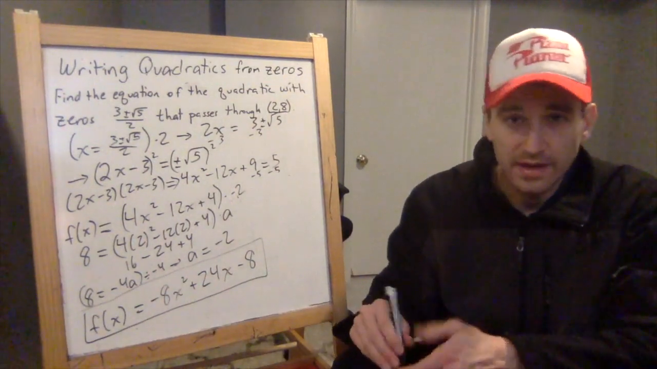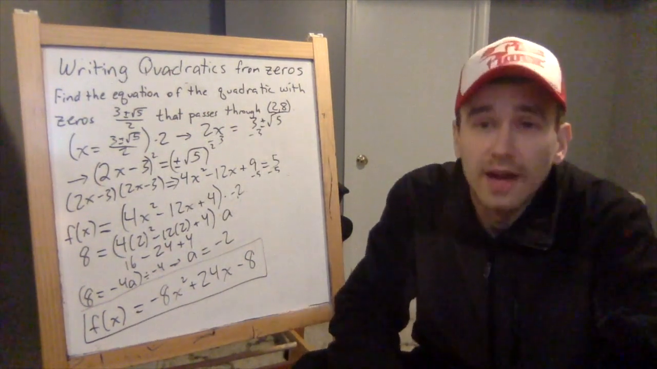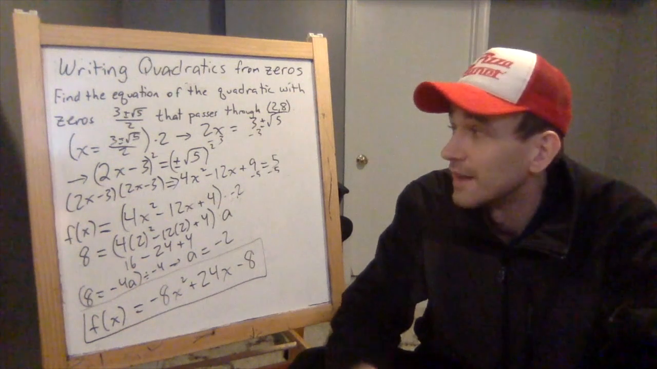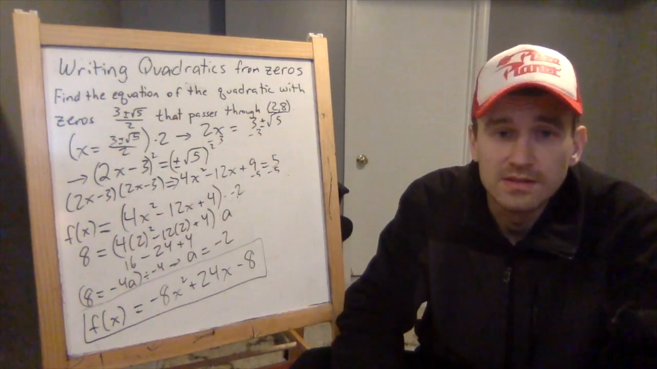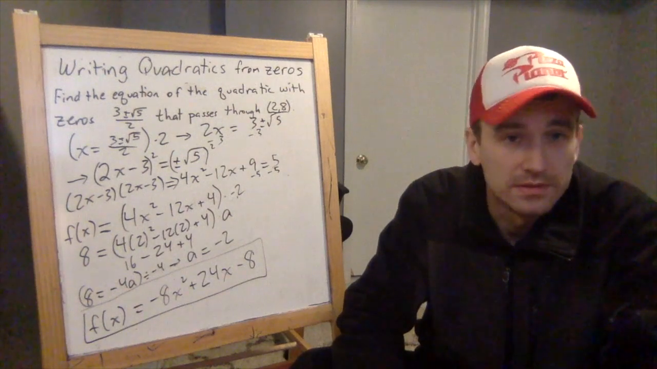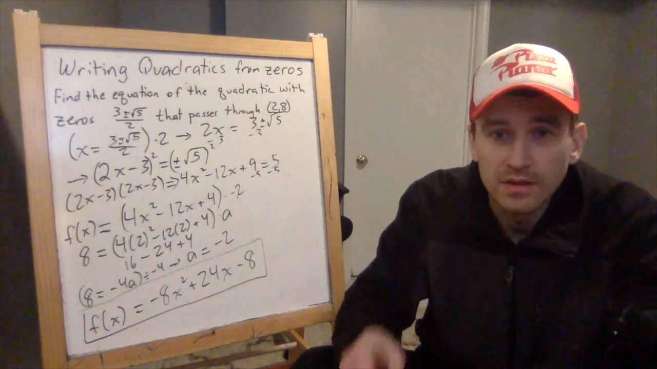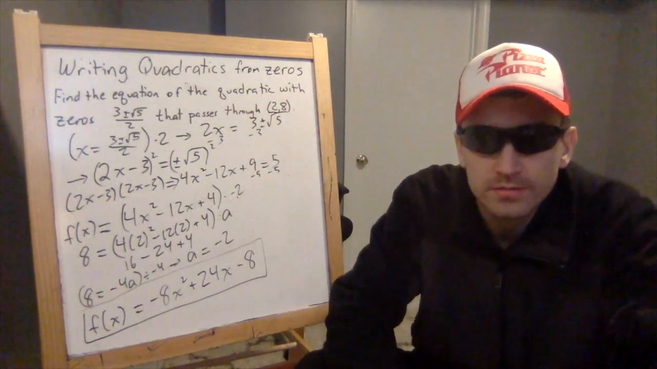So we've gone through 3 different cases, one where we have integer zeros, one where we have rational or fractional zeros, and one where we have irrational zeros with these nasty radicals. But hopefully this video has helped you to figure out how to write those quadratics by getting to the root of the problem.